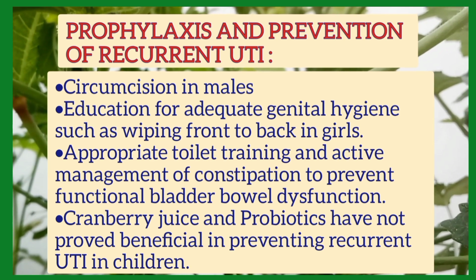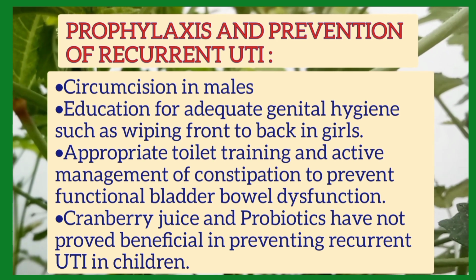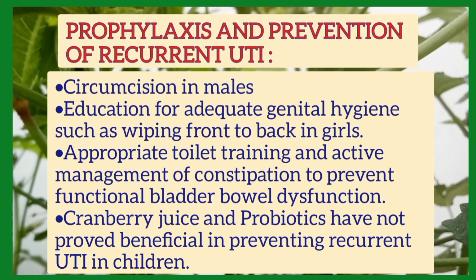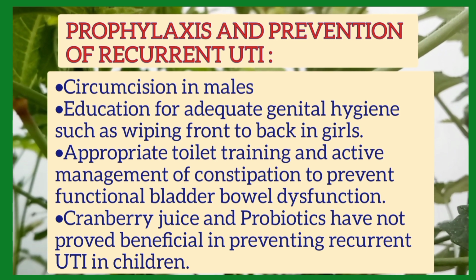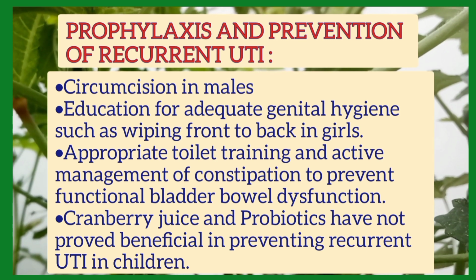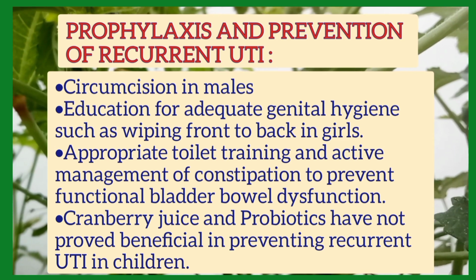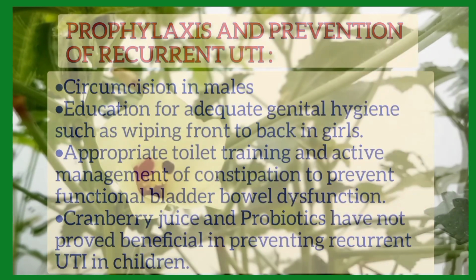Now, other prophylactic measures for recurrent UTI include circumcision in males, education for adequate genital hygiene such as wiping the perineum from front to back in girls, then appropriate toilet training and active management of constipation to prevent functional bladder bowel dysfunction. Now, cranberry juice and probiotics have not proved beneficial in preventing recurrent UTI in children.